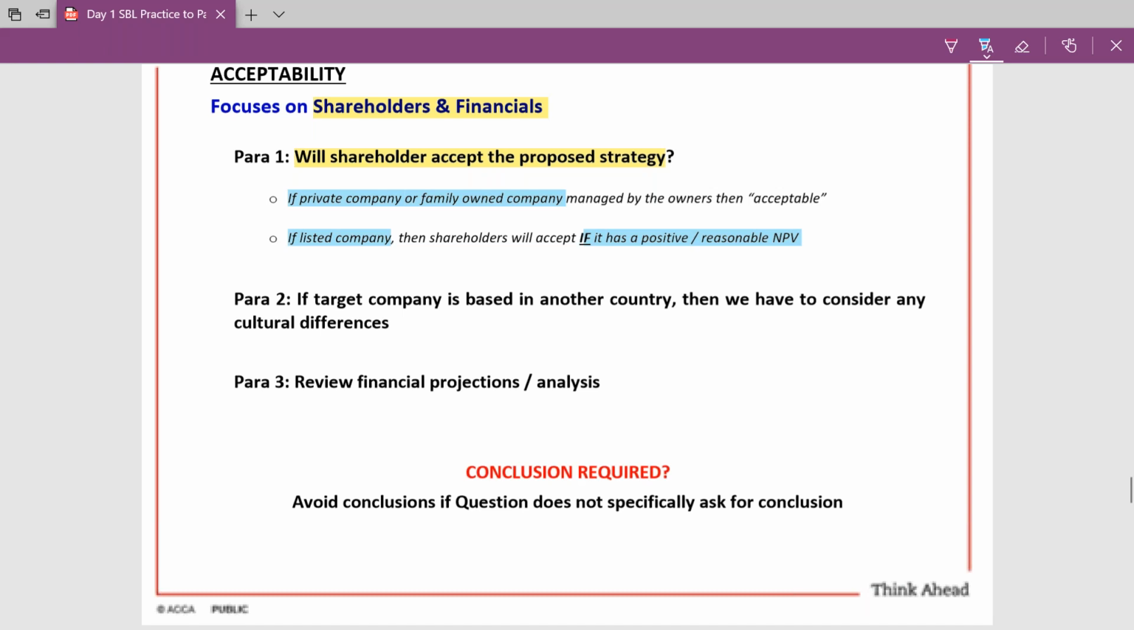For commercial acumen, don't we have to give recommendations? No, Kasim. Recommendation has nothing to do with commercial acumen. Recommendation will only be given if the examiner specifically asks you, otherwise stay away from it.